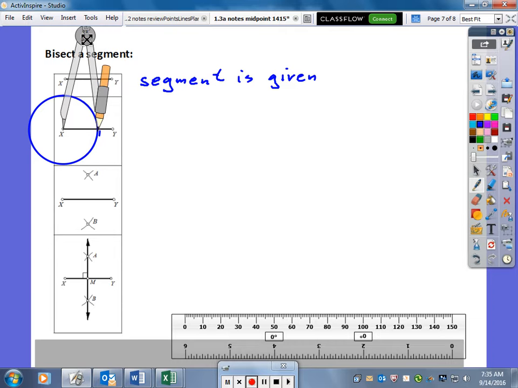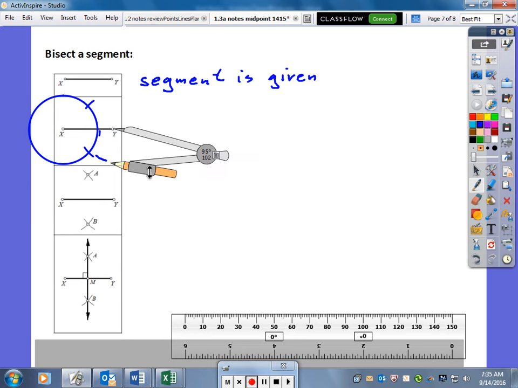And now you have to move your compass to the other endpoint, again without changing the width of it, and draw another two arcs, and those two arcs have to intersect with the first two arcs or circle. As I said, you can make it either two arcs or a whole circle, but they have to intersect in two places.